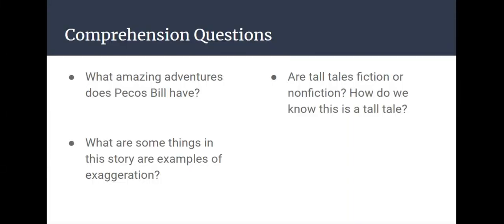What a fun, fun story. I always love reading Pecos Bill. It's always one of my favorites to read. What amazing adventures does Pecos Bill have in this story? What are some things in this story that are examples of exaggeration? So are tall tales fiction or nonfiction? How do we know this is a tall tale?